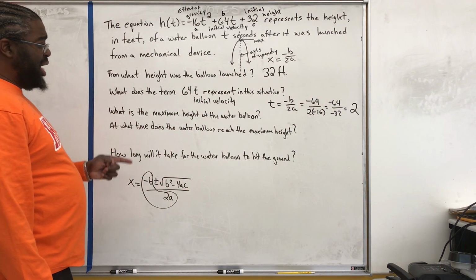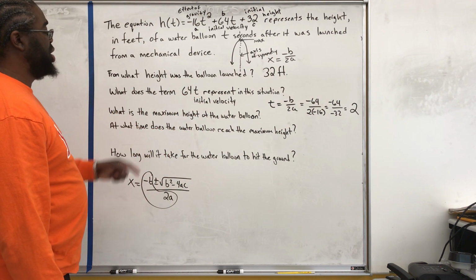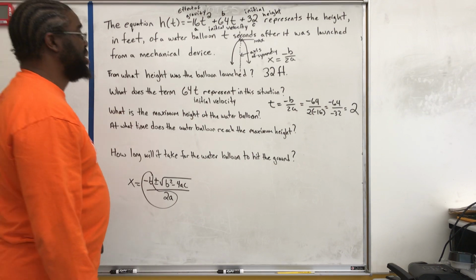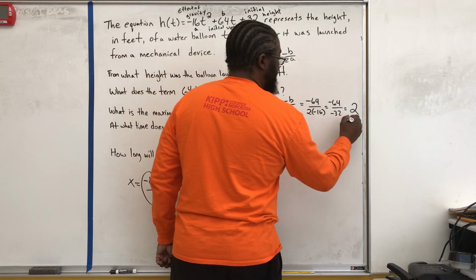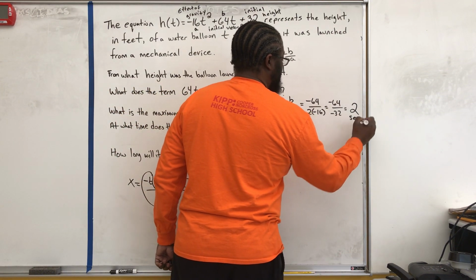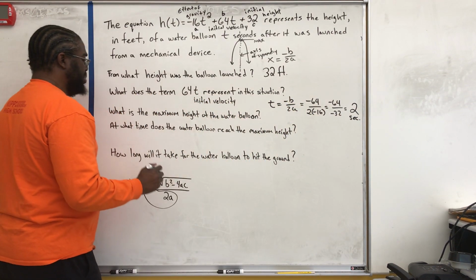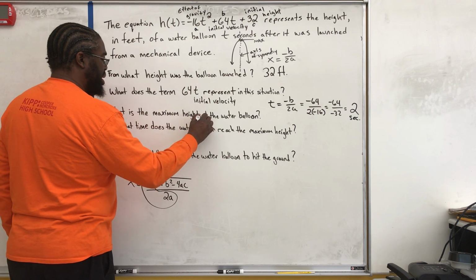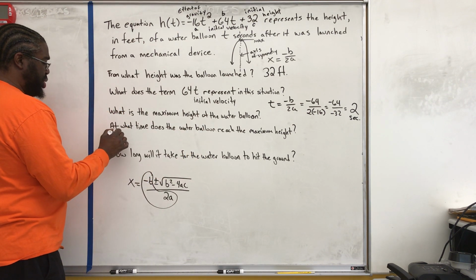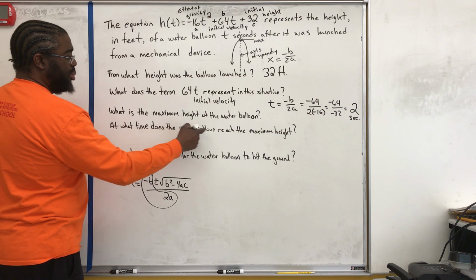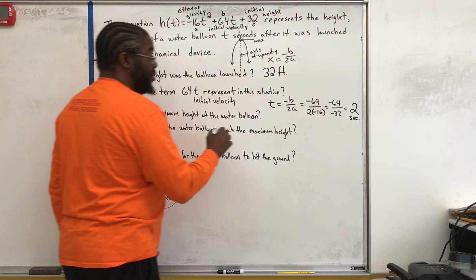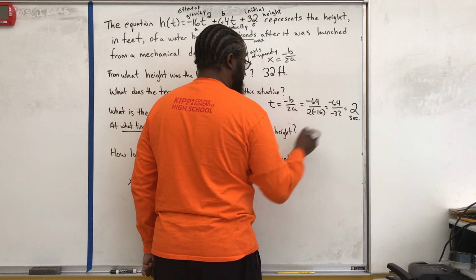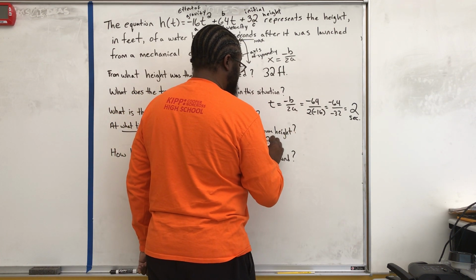So at t equals 2 is where the maximum happens. But remember, t is time. So that means this happens at 2 seconds. That doesn't tell me what the maximum is. It actually answers this question. At what time does the water balloon reach the maximum height? This is the question that answers time. So I reach the maximum height here at 2 seconds. 2 seconds is the answer to this question.